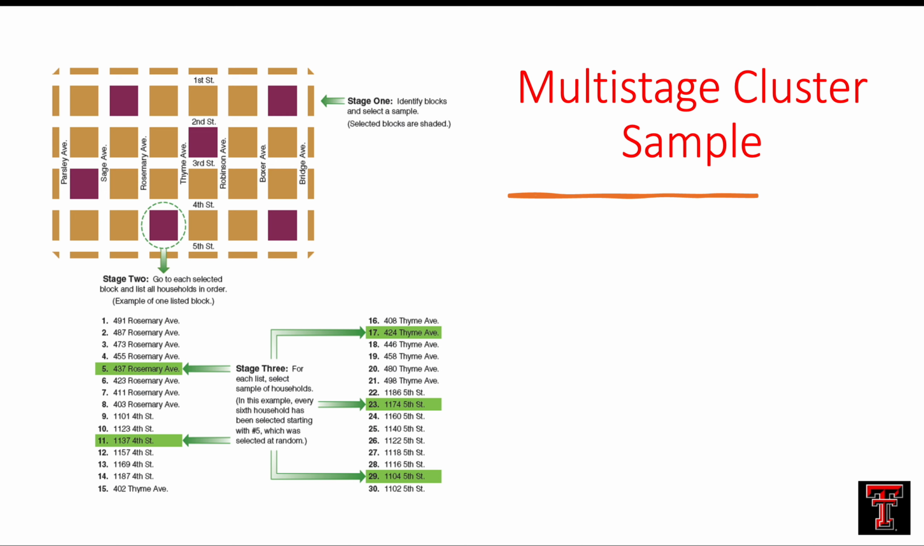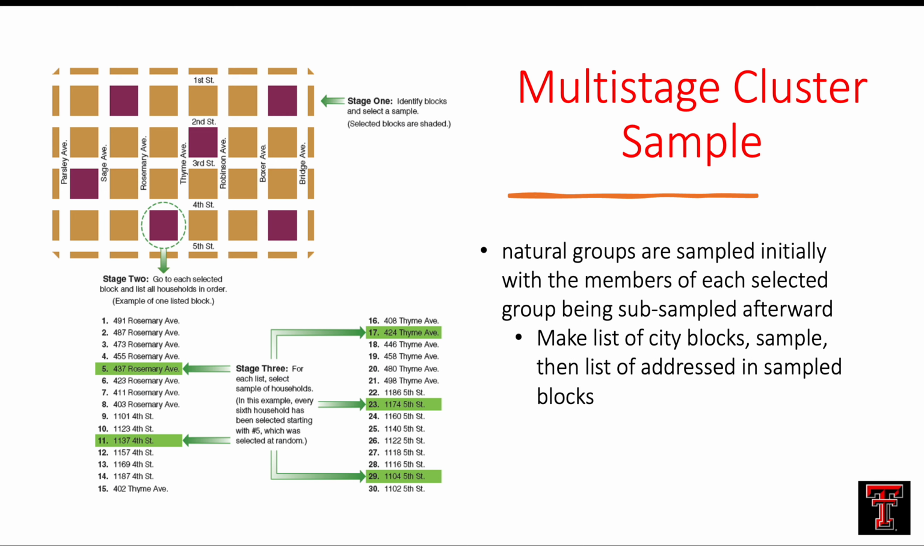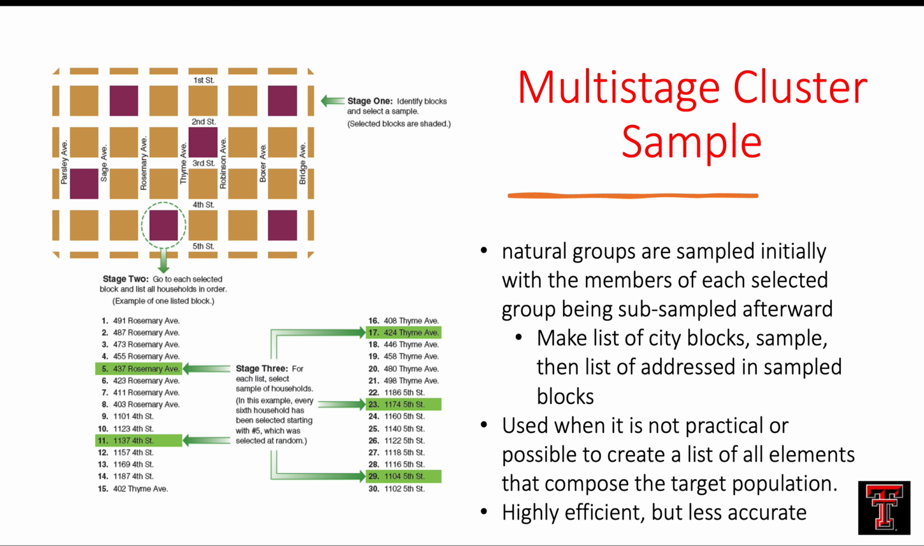All right, multi-stage cluster sampling. This is for very, very large scale studies. Natural groups are sampled initially, with the members of each selected group being subsampled after. So maybe you want to do a study on Americans. Maybe you decide to pick 100 cities in America. Then out of those 100 cities, you make a list of city blocks and sample them, and then make a list of addresses and sample that. So it's, again, multi-stage, meaning we're doing multiple samples to get at our sample.